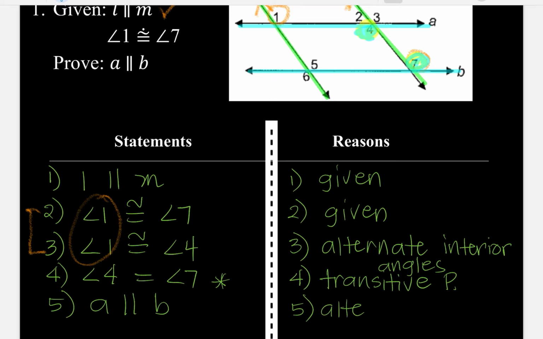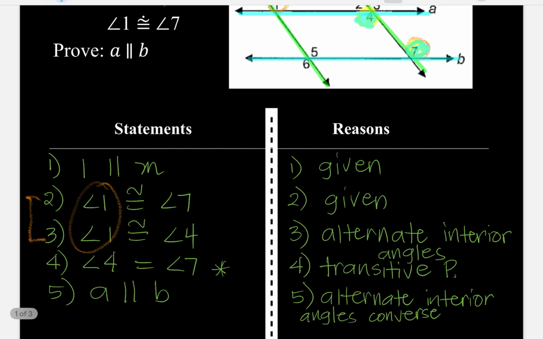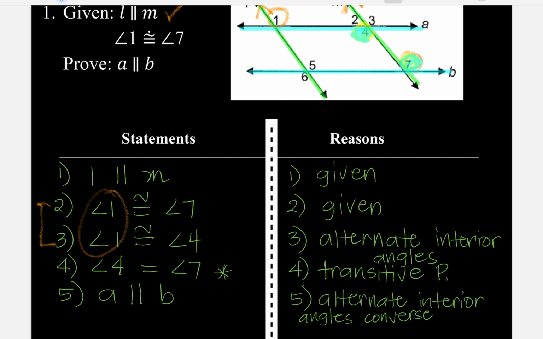Alternate interior angles. So we're going to attach the word converse because our last statement ended up with parallel lines. So that means in the standard way, we introduce, like, here are parallel lines, let's name congruent angles. So that's how it's done in the beginning.